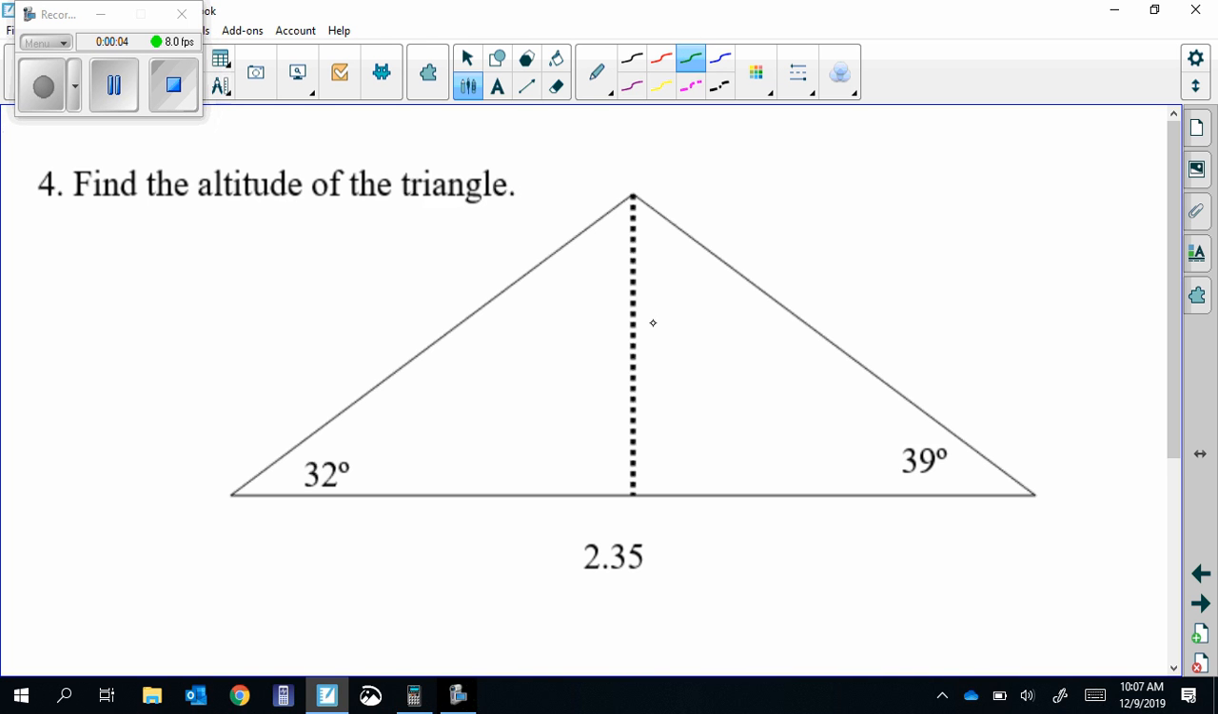So here we've got this triangle. We've got to find the altitude. We're finding this right here, H. Now, in order to do that, looking at what we have, we know the two angles here are 32 and 39. The three angles of the triangle are going to add to be 180.